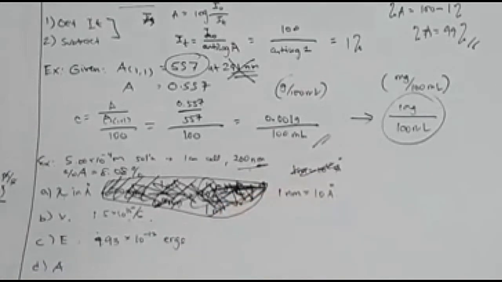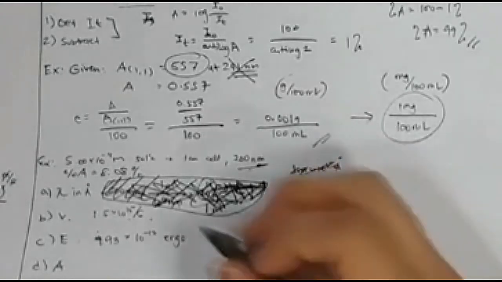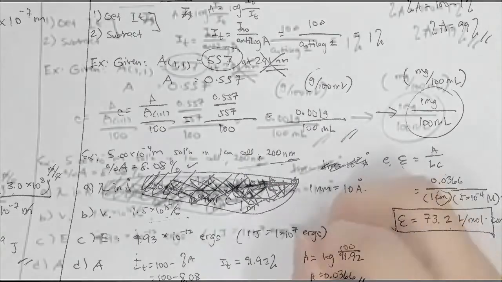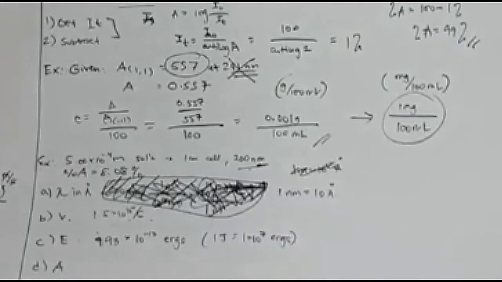It was actually asked in a different unit. So 1 joule is actually 1 times 10 raised to 7 ergs. So you just have to memorize these constants because apparently they don't like giving constants. They want you to work hard for things you'll eventually forget.